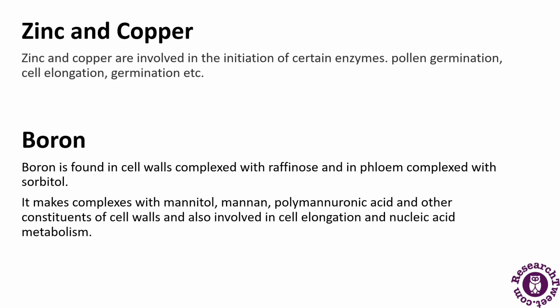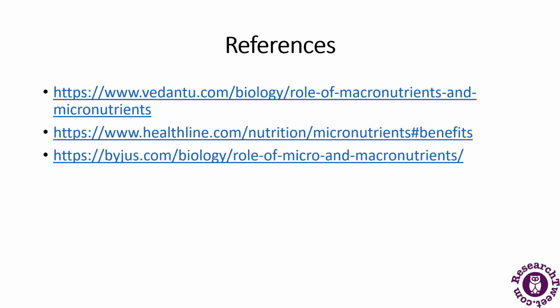Next comes boron, which is found in the cell wall, complexed with raffinose, and in the phloem, complexed with sorbitol. It makes complexes with mannitol, mannan, polymannuronic acid and other constituents of the cell wall, and it is also involved in cell elongation and nucleic acid metabolism. So this was all about the mineral requirements of the plants.